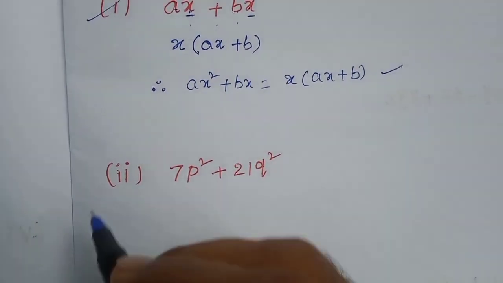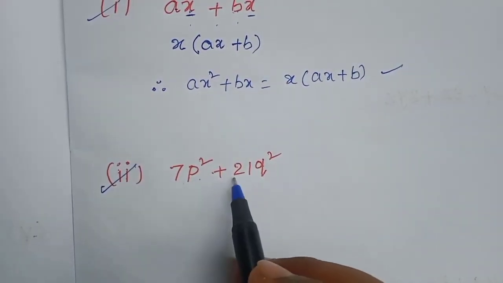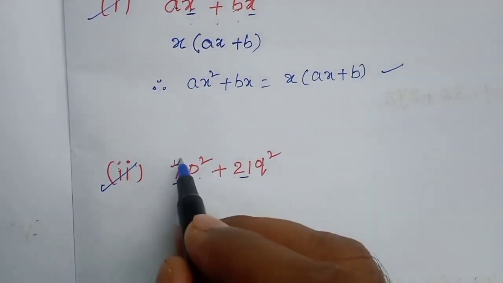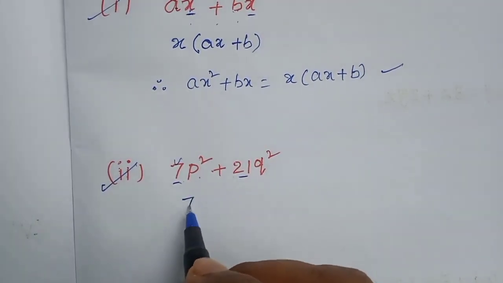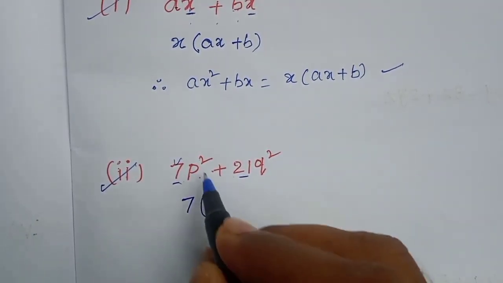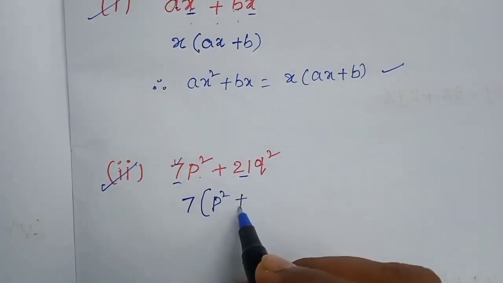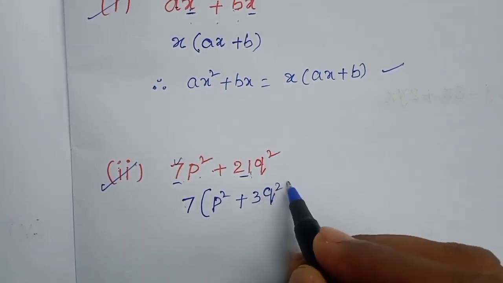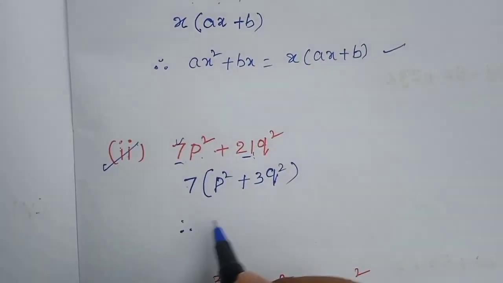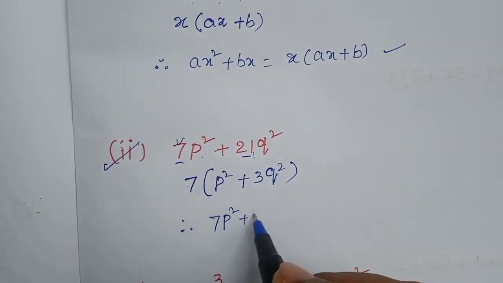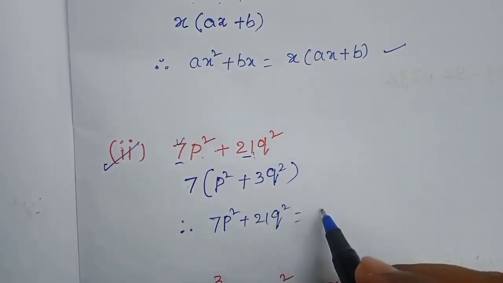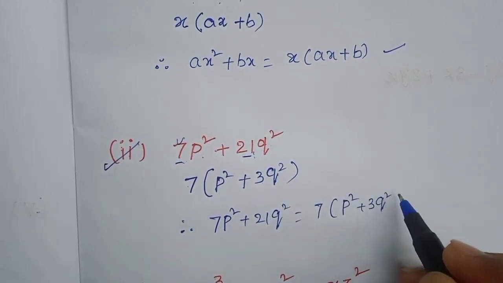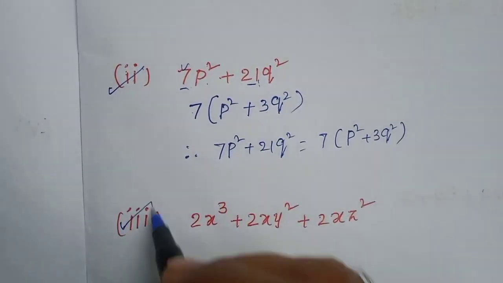Now see the second one here, 7p square plus 21q square. See the coefficients 7 and 21 both are divisible by 7. So take out 7 as common here. Then you get here p square and here 3, 7 3s are 21, 3q square. So this is the factorization of 7p square plus 21q square is equal to 7 of p square plus 3q square.